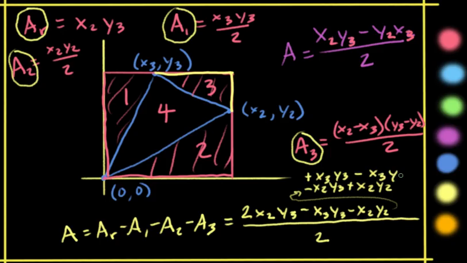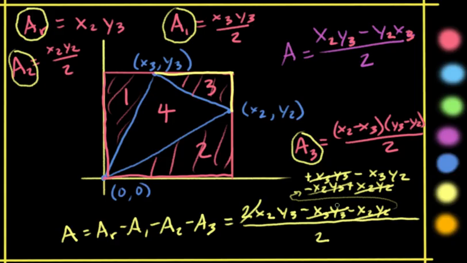Hopefully I can cancel some stuff out here. So what have I got? I've got a positive x3, y3 and a negative x3, y3. Those two can cancel out. I've got a negative x2, y2 and a positive x2, y2. Those two can cancel out. And then I've got an x2, y3 here and a negative x2, y3 here. So this can cancel out with one of these two.